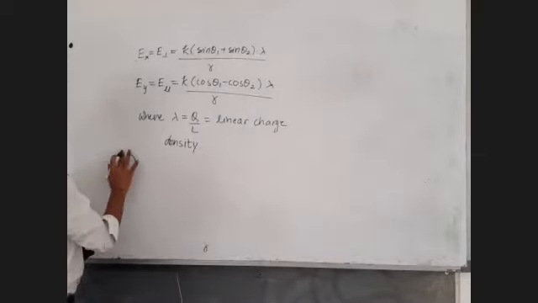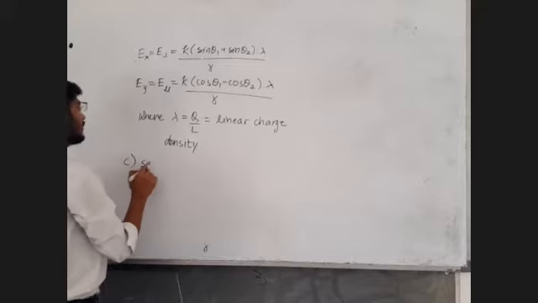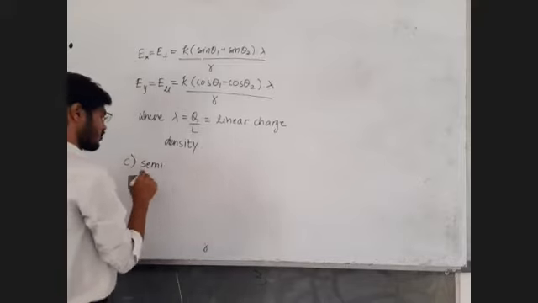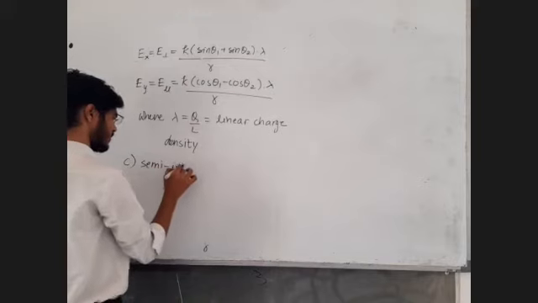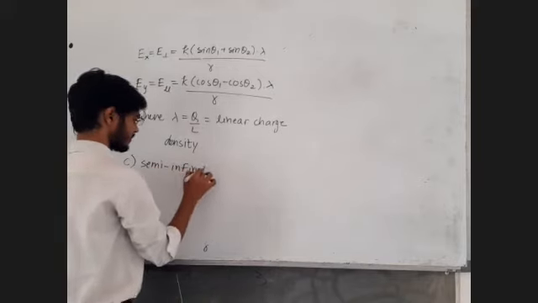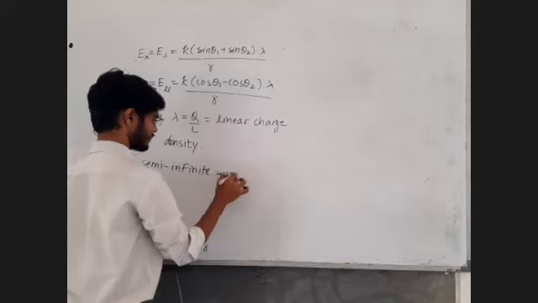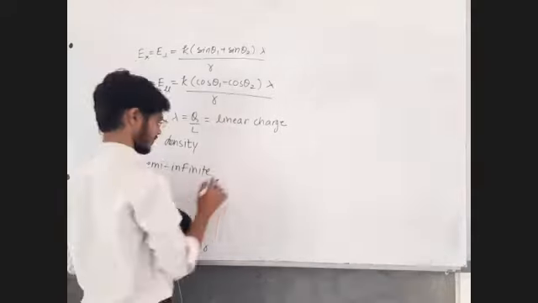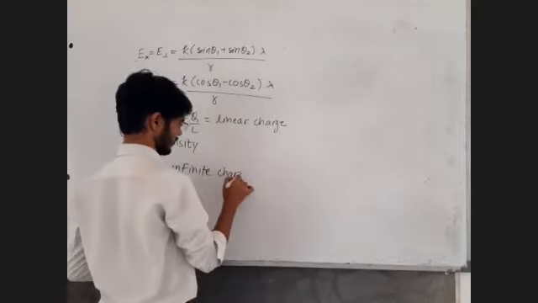Case number C. Okay. Semi-infinite. Not infinite, not finite, semi-infinite. Semi-infinite charged wire. Of course, a charged wire. It has to be charged. Only then can an electric field be produced.